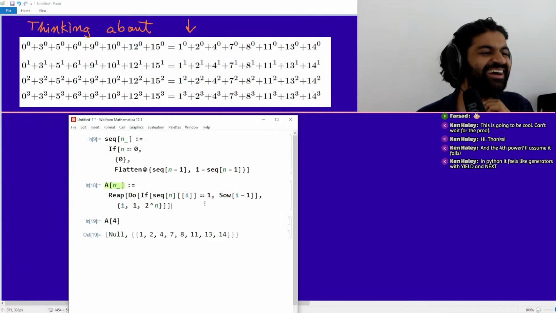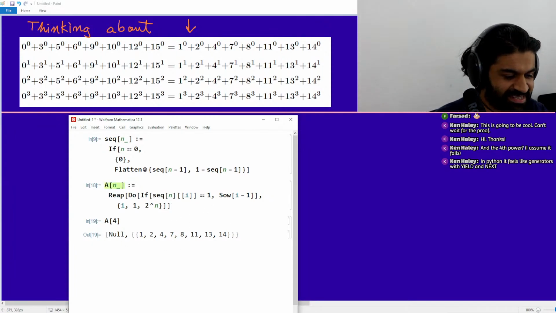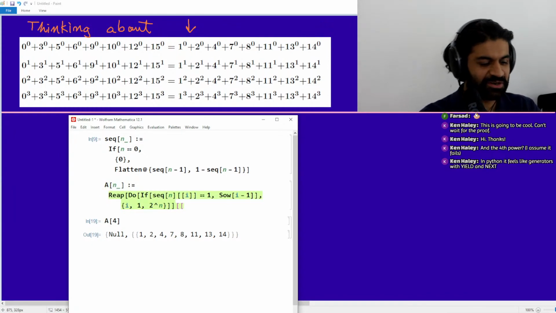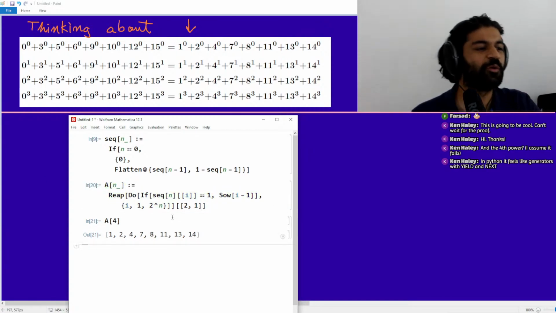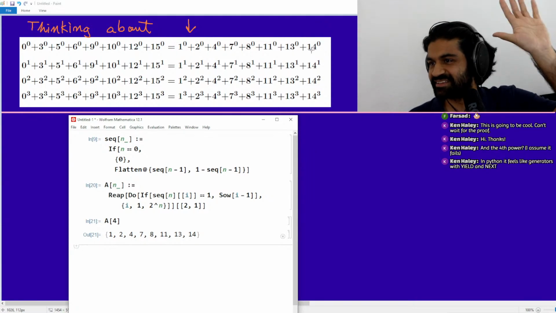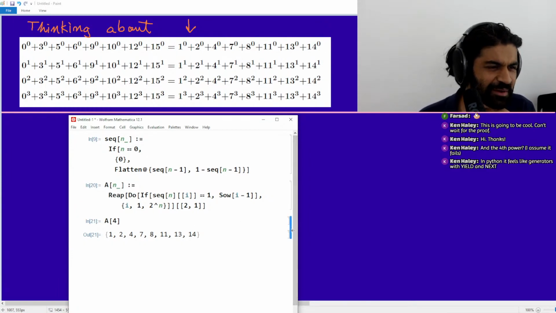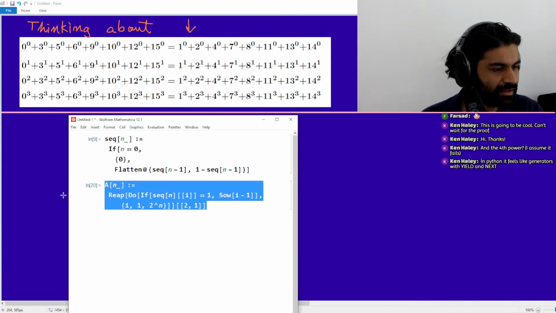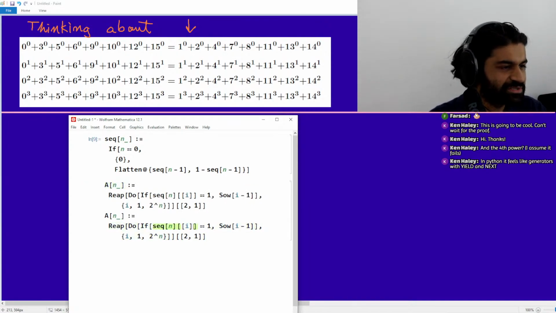Okay, perfect. That worked. Okay, so I want to get rid of the null and the extra wrapper, so I just want the internal list, so I'm going to write 2, 1 here. See if that worked. And so A4 is going to be, yeah, 1, 2, 4, 7, 8, 11, 13, 14. So let me know, Ken, if this is actually similar to Python yield and next. I actually don't remember how to use generators in Python, so do let me know. And so I can also define b n similarly.